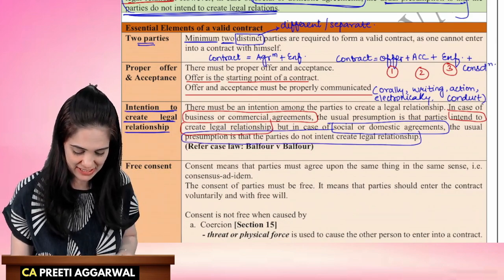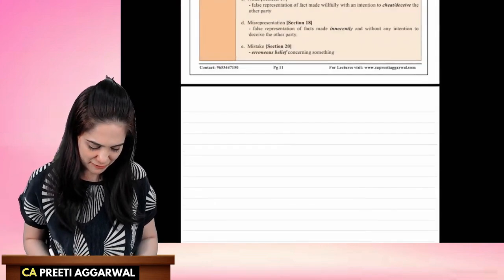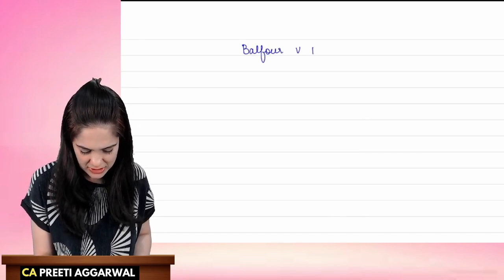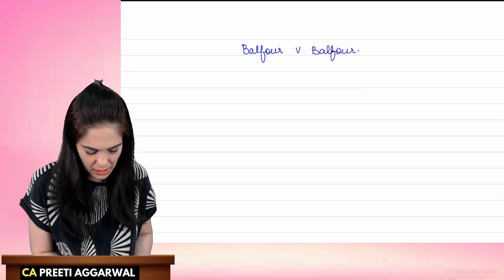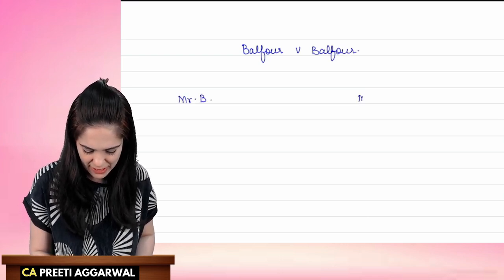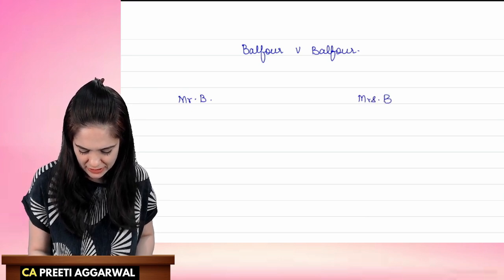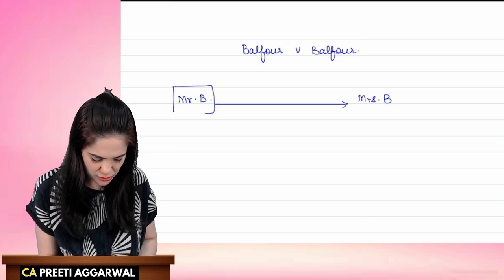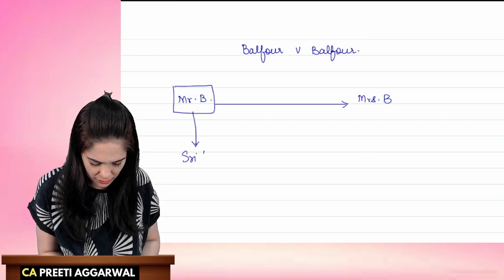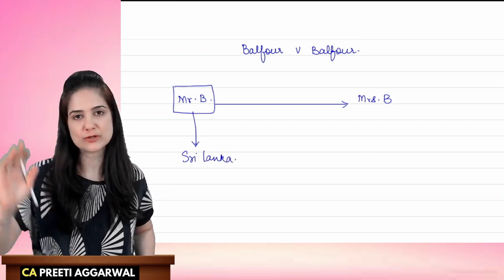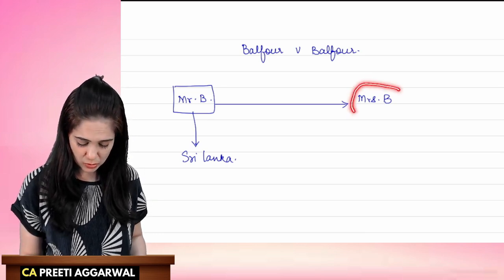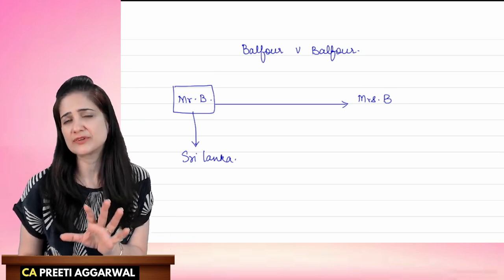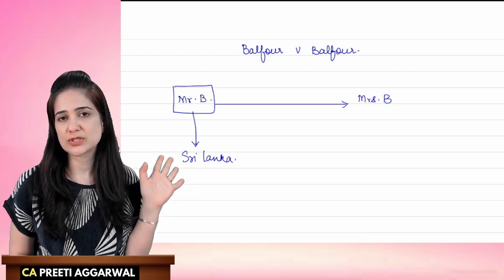There is a very interesting case law, Balfour versus Balfour. Now, what are the facts of this case law? Mr. Balfour and Mrs. Balfour were enjoying a holiday in England when suddenly Mr. Balfour was called back to his place of work in Sri Lanka. So he told Mrs. Balfour, come on, pack our bags, we need to go back to Sri Lanka. Mrs. Balfour says, no, I can't travel. I have developed arthritis. Arthritis means severe knee pain, swelling. The jungle climate of Sri Lanka is not suitable for my condition.